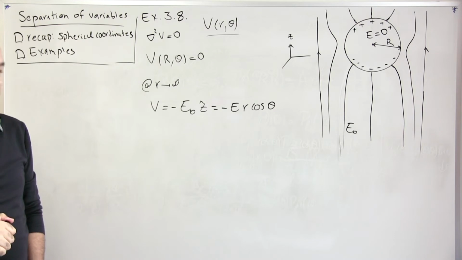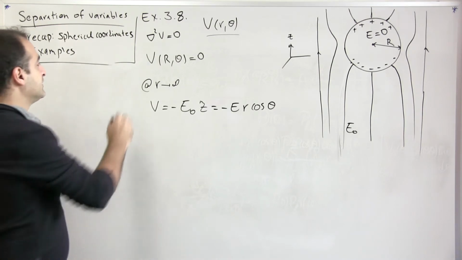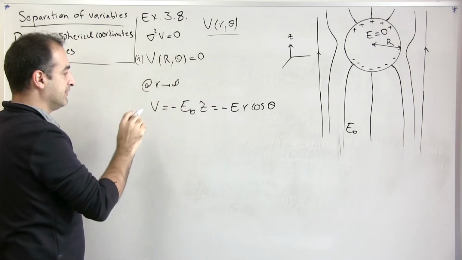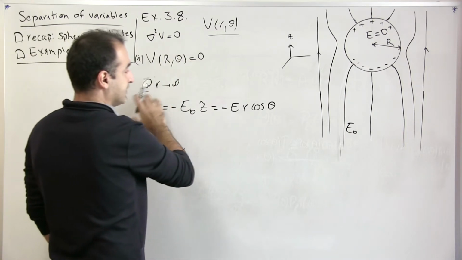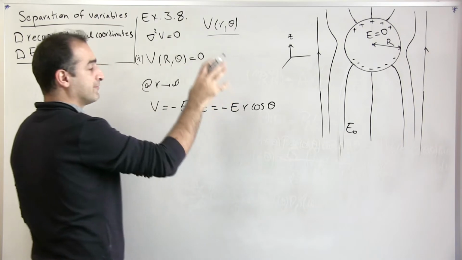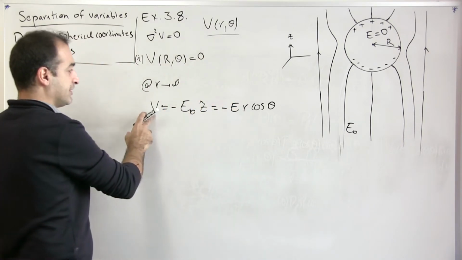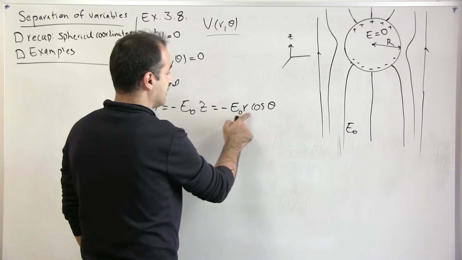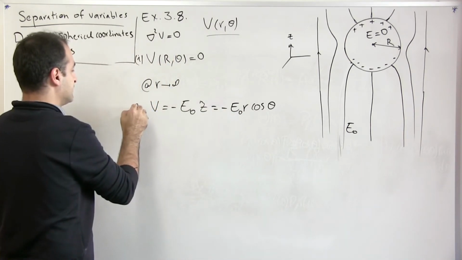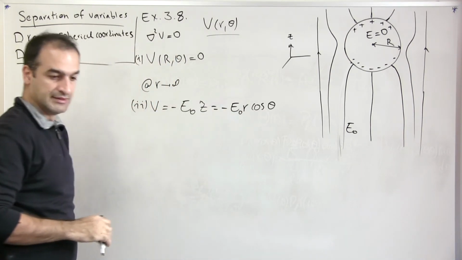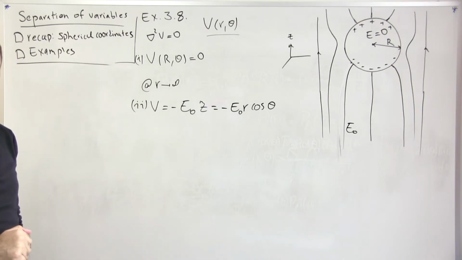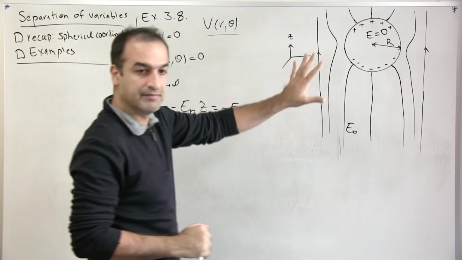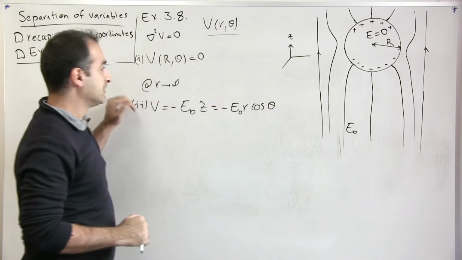Right. So two boundary conditions. Number one, on the surface, potential must be 0 always, and at infinity, when we are far from the conducting surface, the potential should be negative E0 times Z, which is negative E0 times R cosine theta. Okay, so this is boundary condition number 2. This is the physics of the problem, the potentials, the boundary conditions.